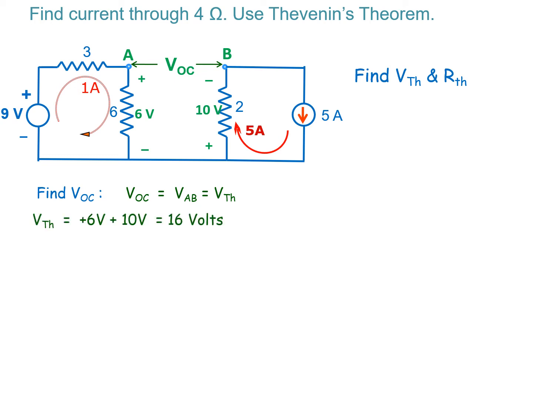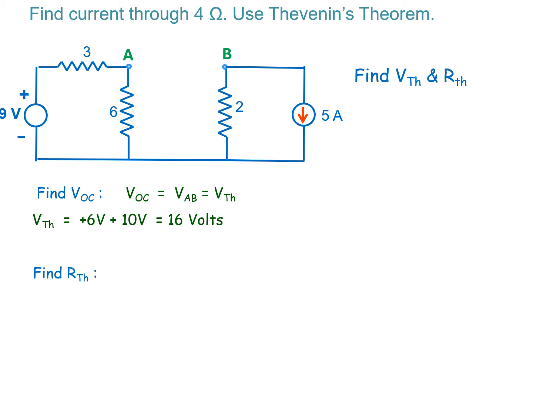Now V Thevenin, which is the VAB, will be plus 6 plus 10. It will be 16 volts. Now find out R Thevenin. For R Thevenin, we have to reduce the sources to their zero values. Reducing 9 volts to zero value means short circuiting the voltage terminals. Reducing the 5 ampere to 0 ampere means open circuiting it.